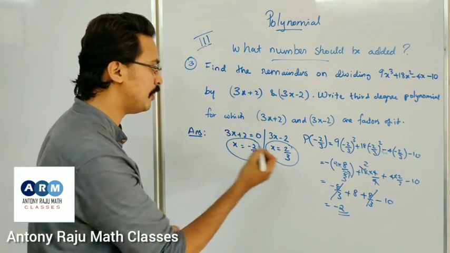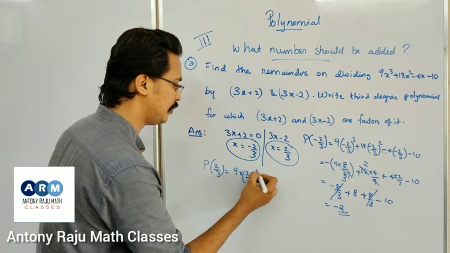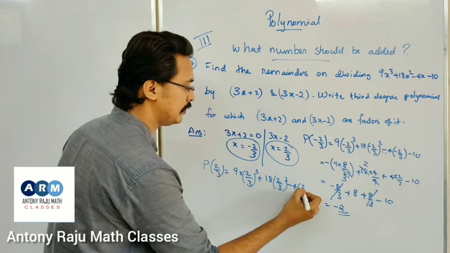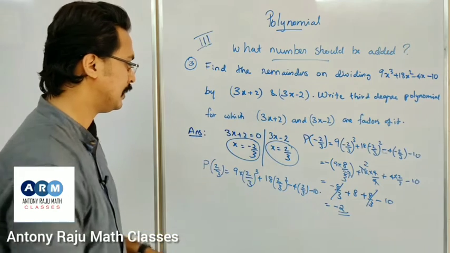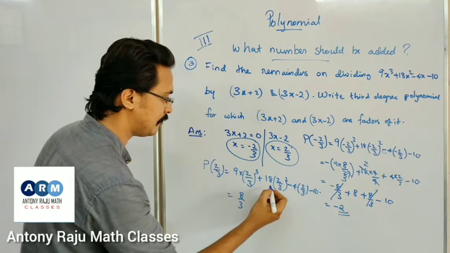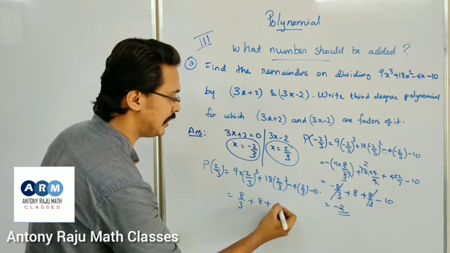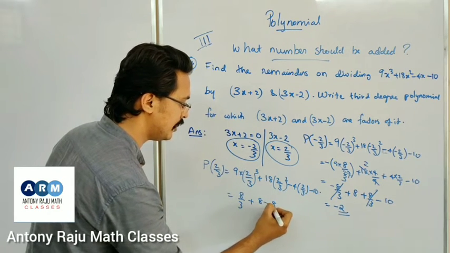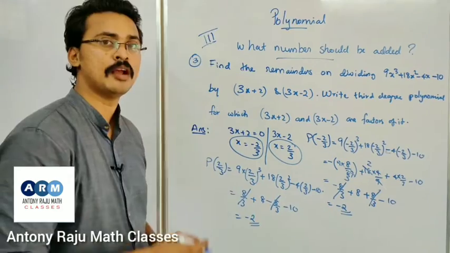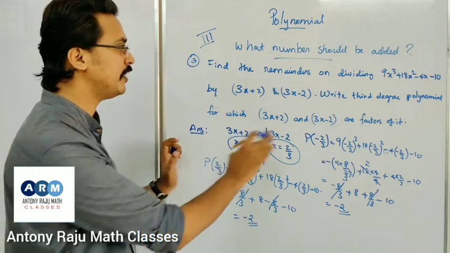And what is p of 2/3? P of 2/3 is 9 into 2/3 whole cube plus 18 into 2/3 whole square minus 4 into 2/3 minus 10. This is the same thing. We have 8/3 and the terms are the same 8/3. And here positive 8. Next term will be negative 8/3 minus 10. Cut it away. So 8 minus 10 is equal to minus 2. That means either remainder is minus 2 in both cases.